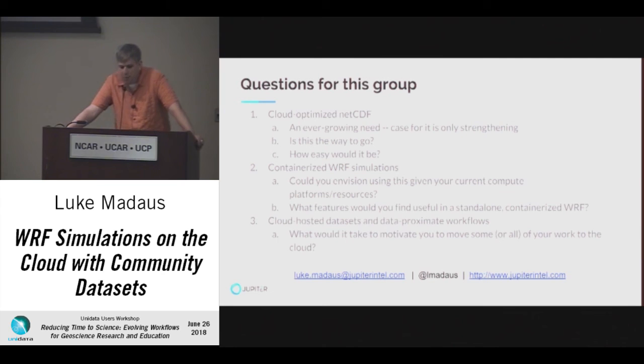And then finally, just a more broad question about cloud-hosted data sets and these data proximate workflows. As I mentioned, Jupyter is hosting some data sets. We're planning to open them up to the public. And people like the science communities at Amazon and at Google are also hosting data sets. And we're kind of curious, what data sets would people most use if we put them on the cloud? What would it take to get people to start adopting these technologies more and more as they are growing?